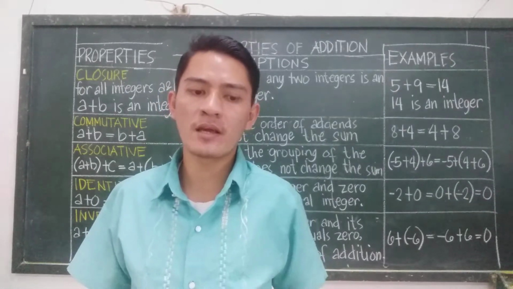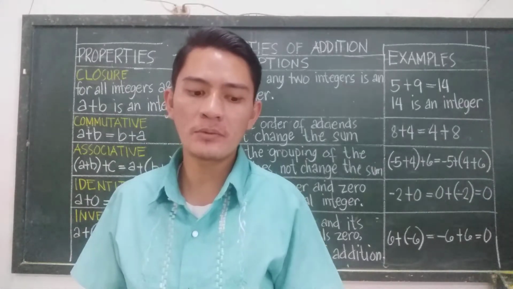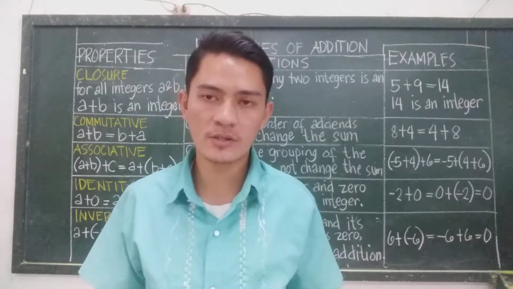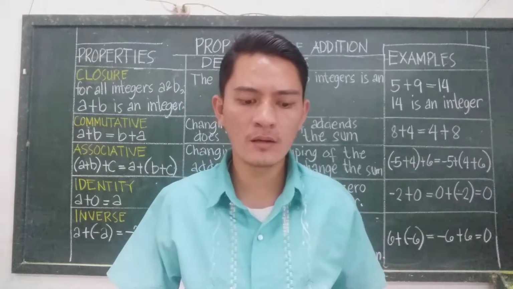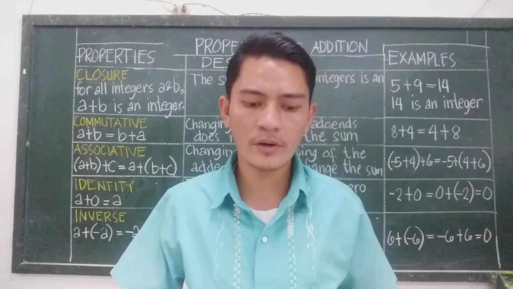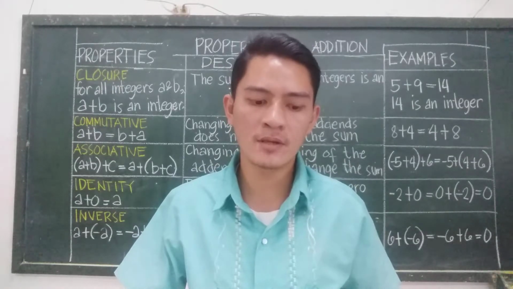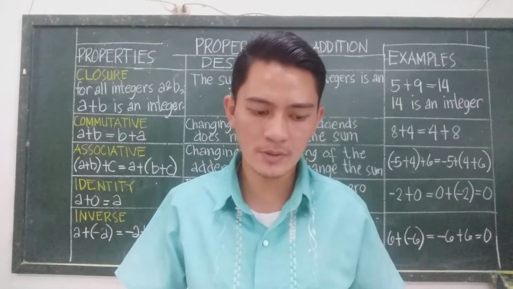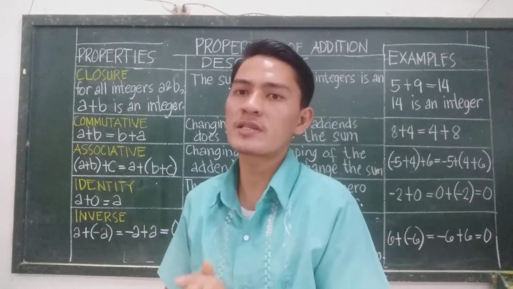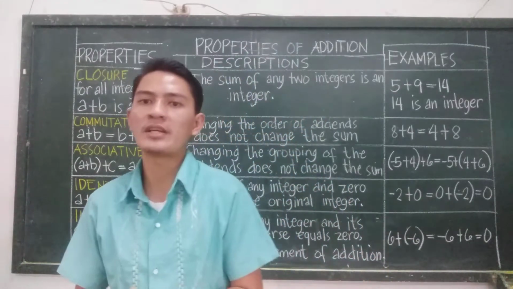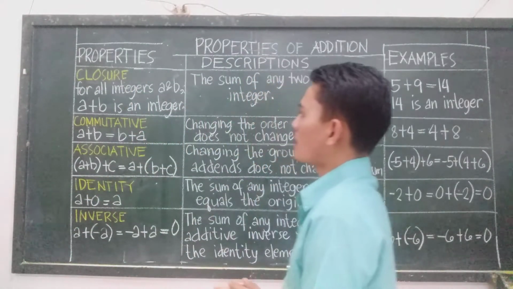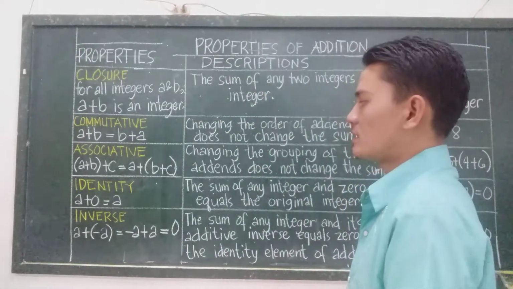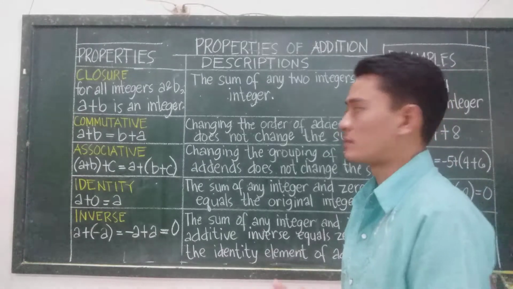Our topic for this day is chapter 2, expressions, 2.1, the properties of addition. Principles are basic truths and laws. There are many types of principles that govern our lives, such as scientific, mathematical, and biblical principles. But before we start, I will show you first the properties of addition. We have here the properties: closure, commutative, associative, identity, and inverse, or the additive inverse.